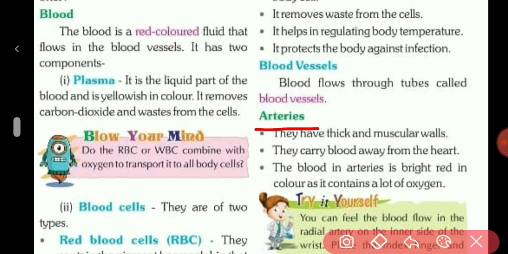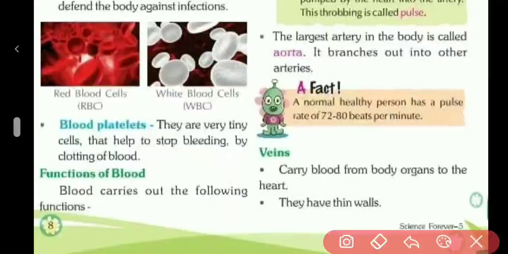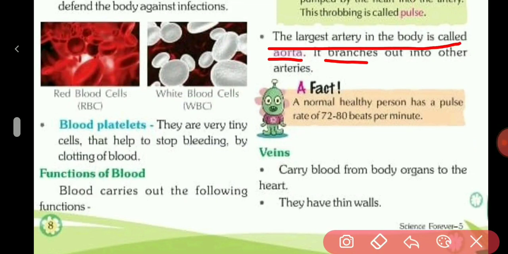What are the structure of arteries? They have thick muscular wall. They carry blood away from the heart. The third is the blood in arteries is bright red in color. They are bright red in color because they contain a lot of oxygen. The largest artery in our body is aorta. What is aorta? Which is the largest artery in our body. It branches out in other arteries.